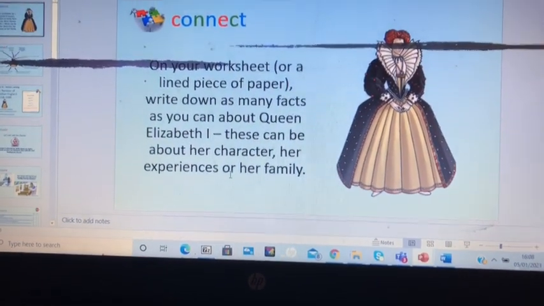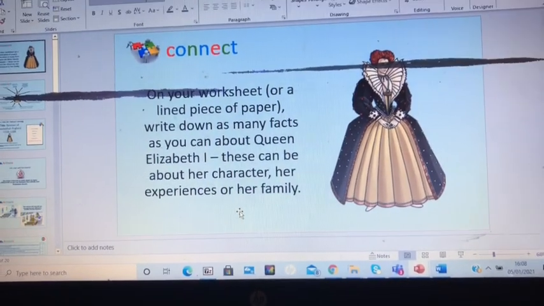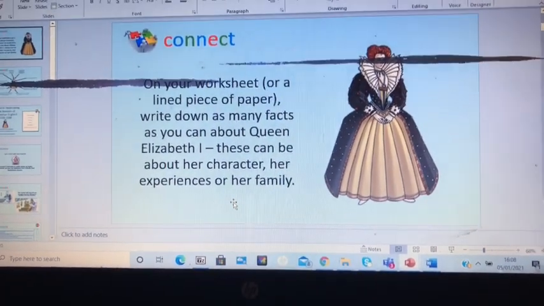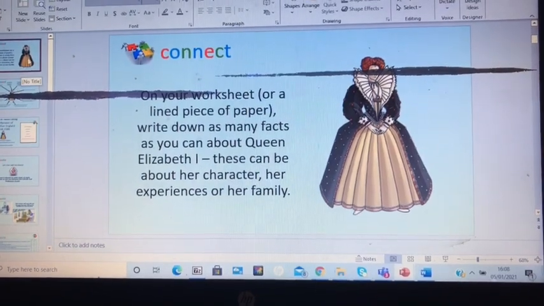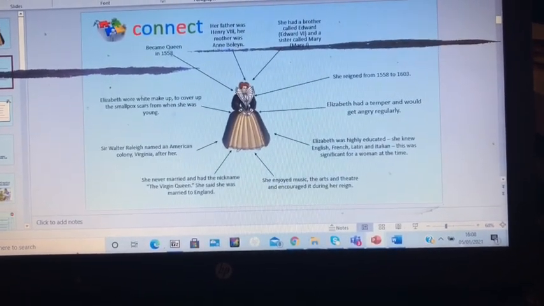So for your first task, your Connect, you need to write down as many facts as you can about Queen Elizabeth I. No cheating, because there is some on the next one, so any you don't have you can add by using this page here. Okay?